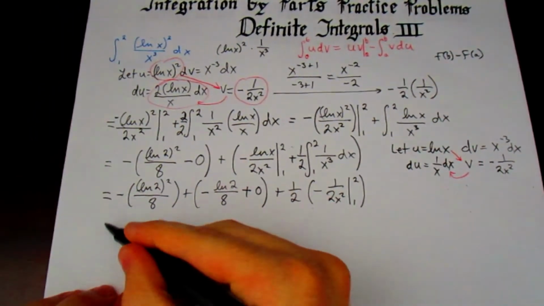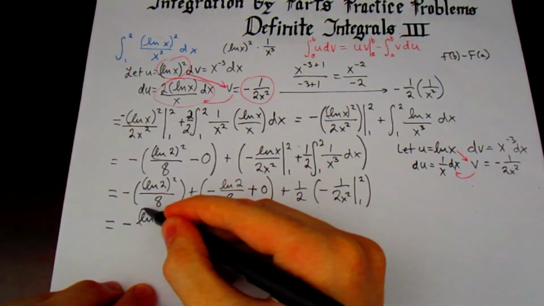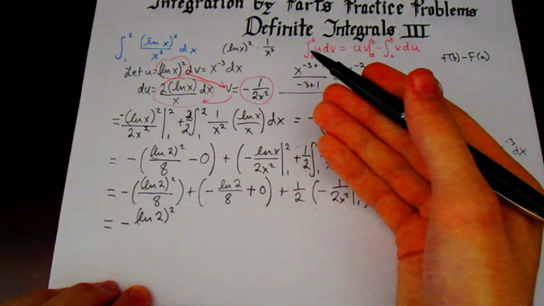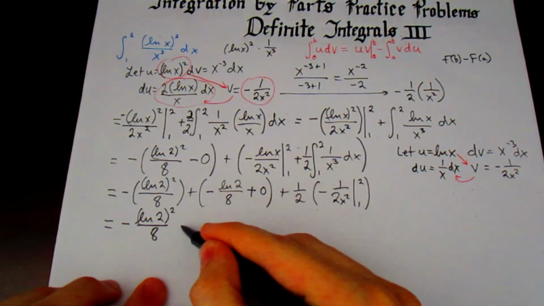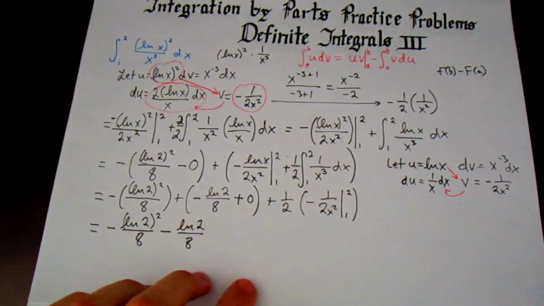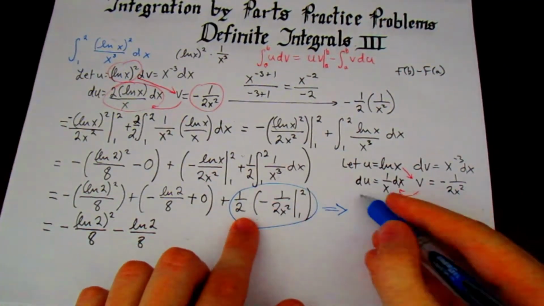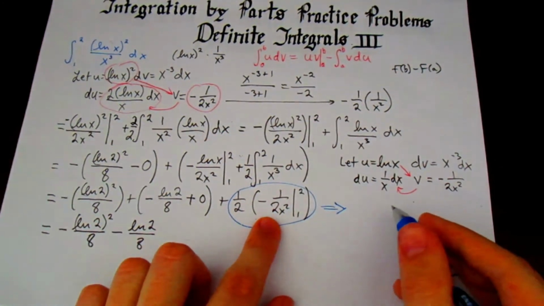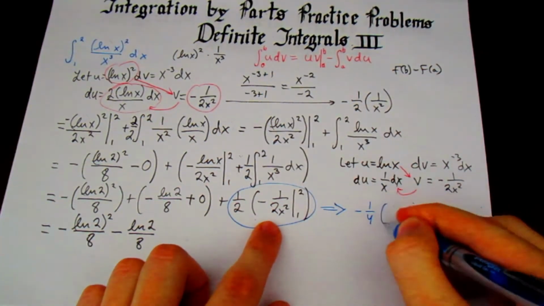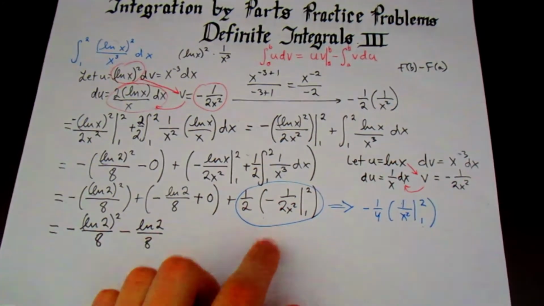Okay, so we are left with negative natural log of 2 quantity squared. It's very important that you put the parentheses there. It's not natural log of 2 squared, it's natural log of 2, squared. Okay, over 8 minus the natural log of 2 over 8. And then if I were to just pull out that negative 1/2 right there, that would be 1/2 times negative 1/2, which is negative 1/4, times 1 over x squared integrated from 1 to 2. And that's all I did there.